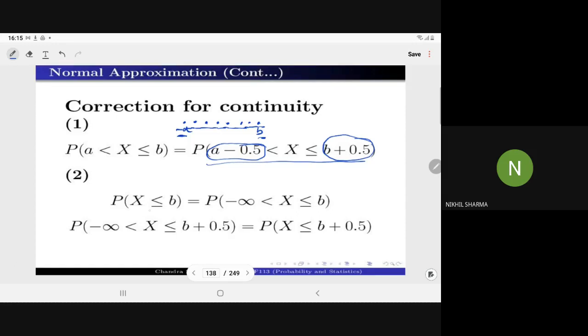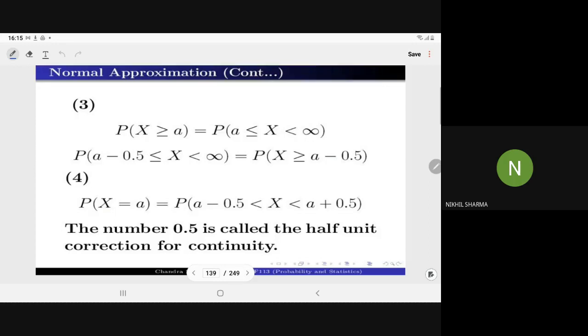Similarly, if you have to compute x less than or equal to b, on the right hand side you have to add the half unit correction. So on the left side it is discrete, on the right hand side it will become continuous. Similarly, if you have to compute x greater than a, in this you have to subtract the half unit correction.